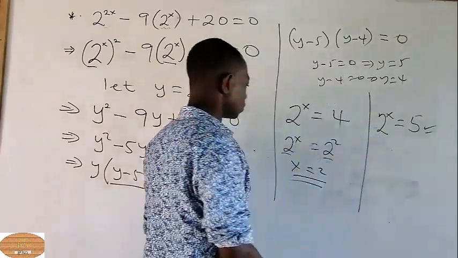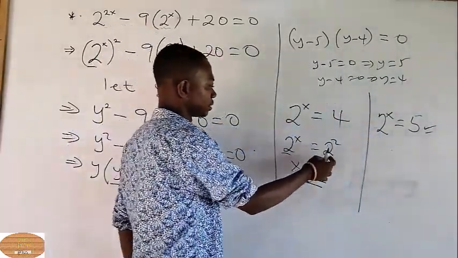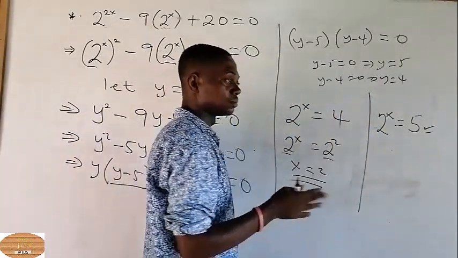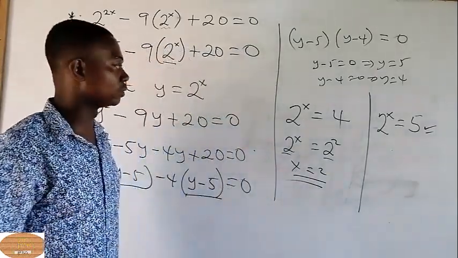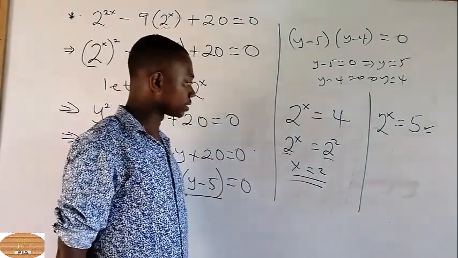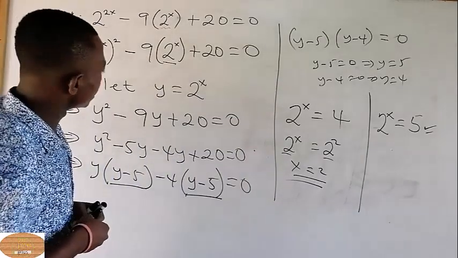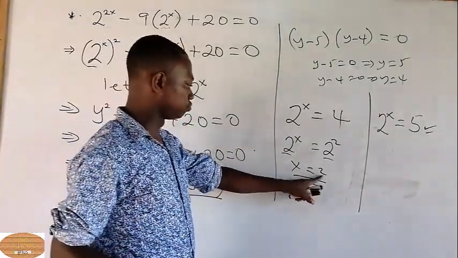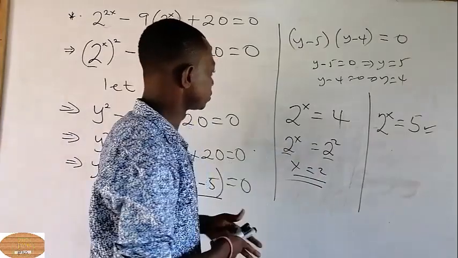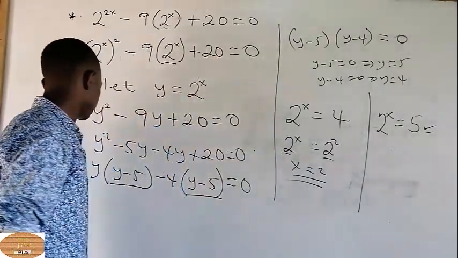Alright, but this one, since we can express it with the same bases, we know how to do that, so we don't have to go on that. Alright, so let's move on to that. So this one, one answer is 2. Alright, so x is equal to 2. Alright, so that is that.